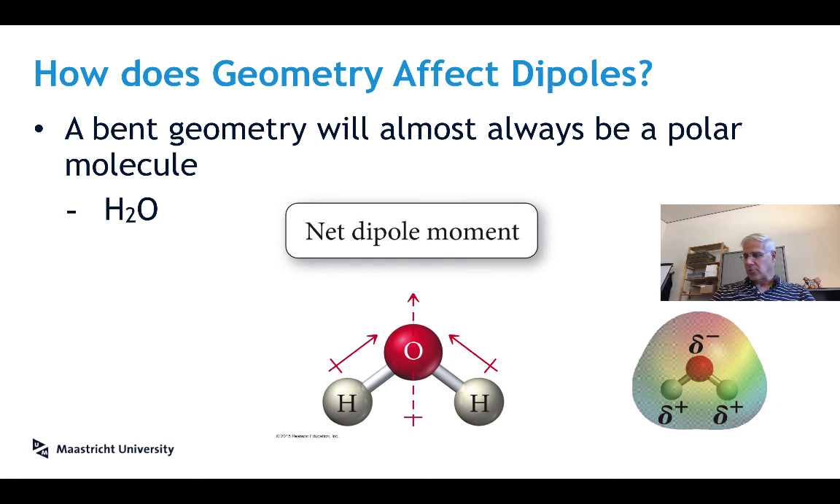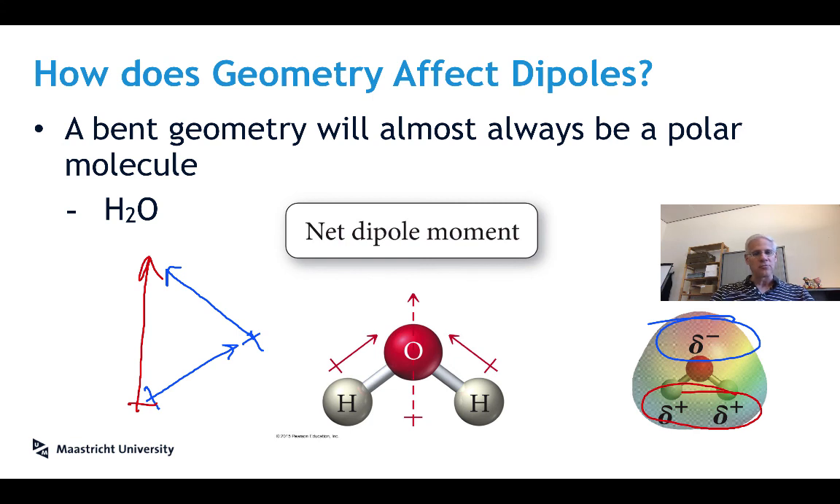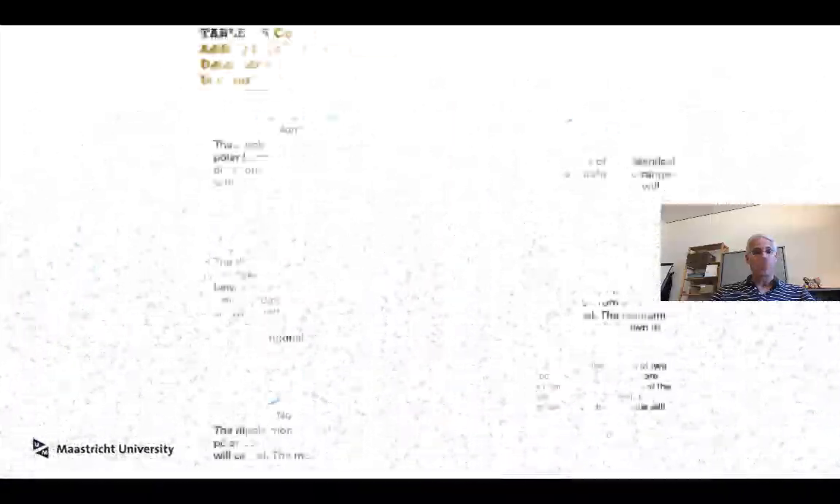And we can see what happens with water is we have a dipole between one hydrogen and the oxygen going up like that. We have the other one going up like that. You use the head-to-tail method of dipole addition, and what we end up with is a resultant dipole going straight up through the molecule. And we get a region of positive charge up here and a region of partial negative charge up here. So that makes water a polar molecule.